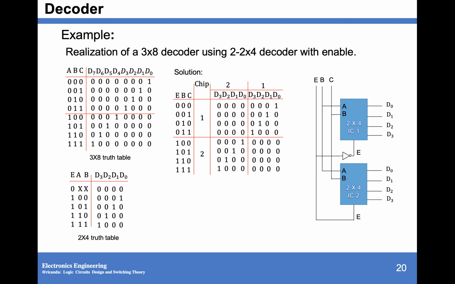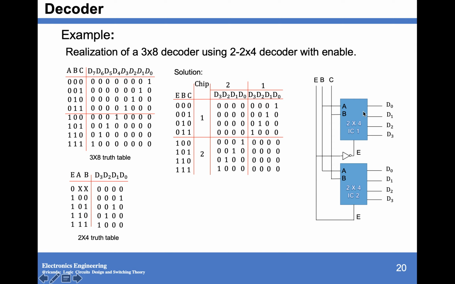So, you have your input EB from your decoder, this one EB. Then we have your E as your enable. Then E is connected to B and B is connected to C. So it means that your EB is your B and C, and your enable will be your E in your 3 by 8 truth table.